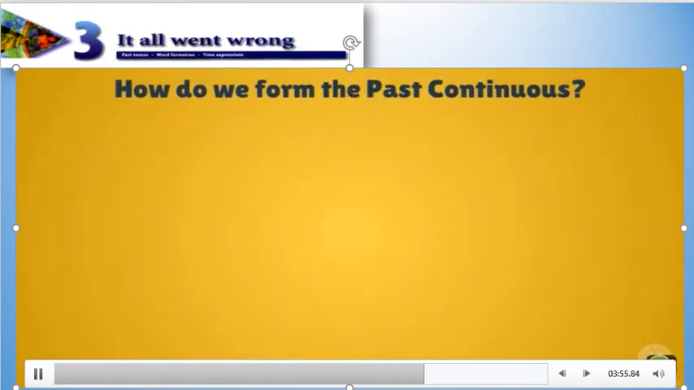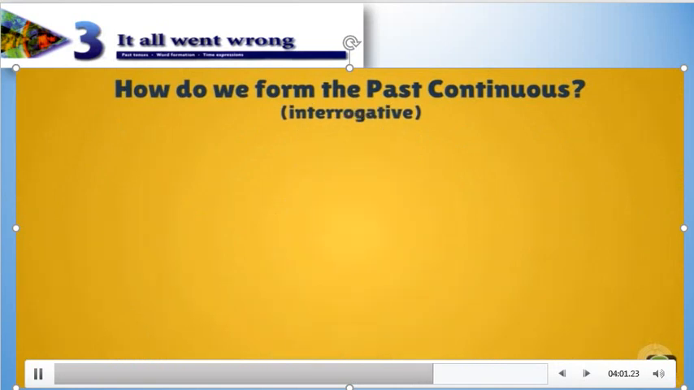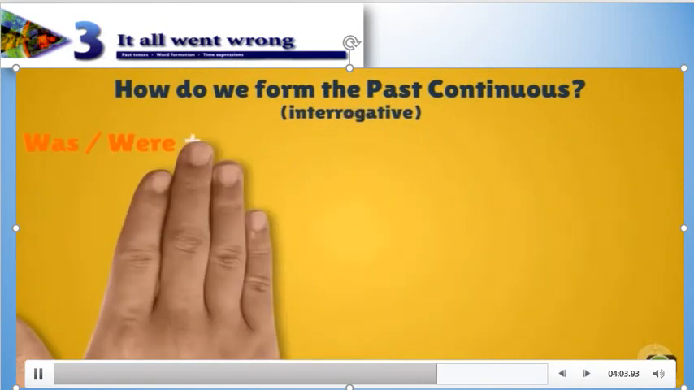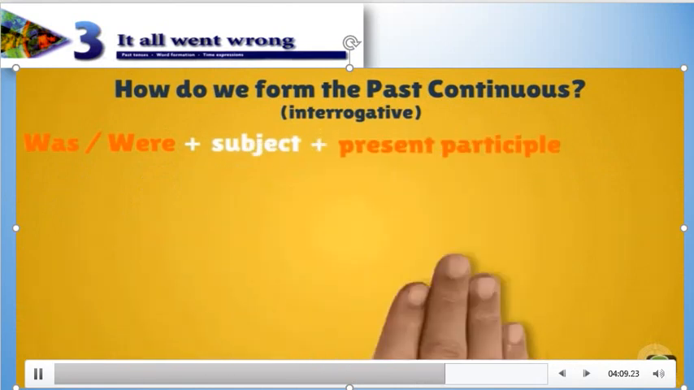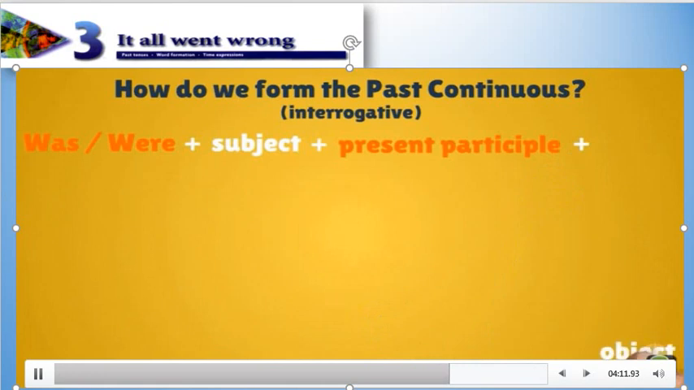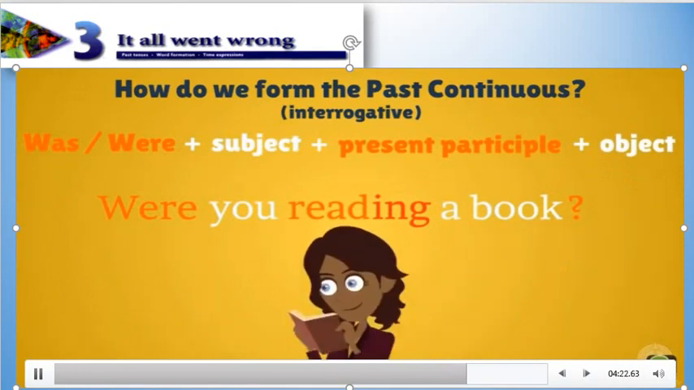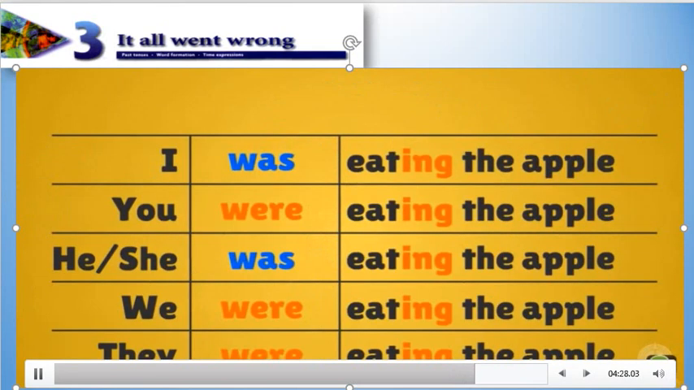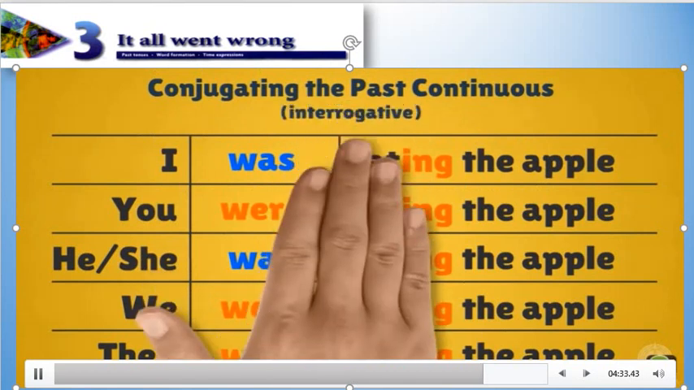How do we form the past continuous? Interrogative. Was or were, plus subject, plus present participle, plus object. Were you reading a book? Conjugating the past continuous. Interrogative.